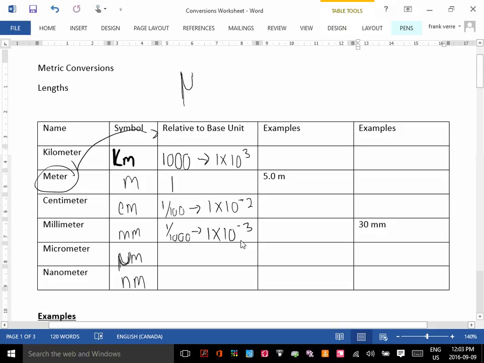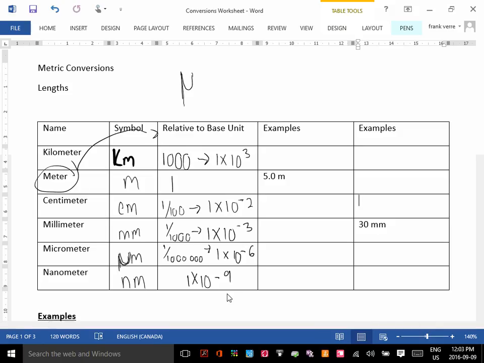Micro. Micro refers to a millionth. Okay? So 1 over a million. So 1 over a million, which has how many zeros in it? Okay, so that should be 1 times 10 to the negative 6. Fantastic. Nanometer is 1 over a billion. How many zeros in a billion? 9. So this should be 1 times 10 to the negative 9. So there's a pattern here. Okay?